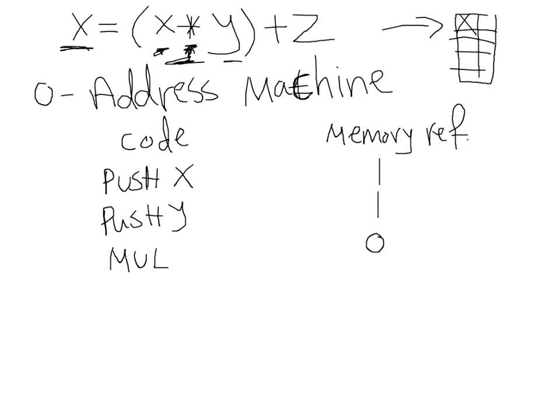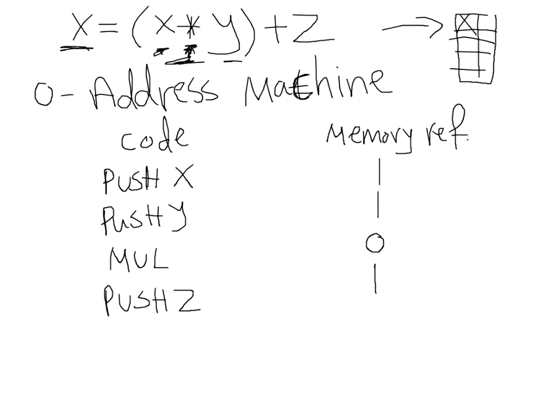Now, what do we have next? We have the value of z. So again, we need to push z. Push z. Again, how many times do you need to access the memory? Once, to get the value of z.